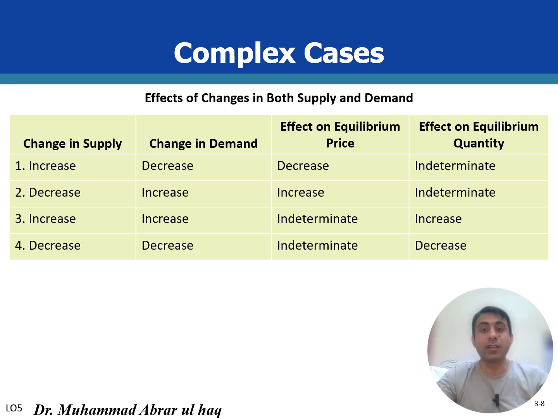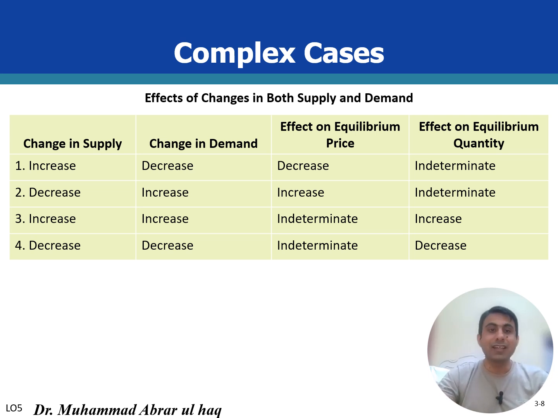However, the equilibrium price will hinge on which shift is larger. A larger increase in supply might moderate the price increase driven by the higher demand, and vice versa. So the price will remain indeterminate. It can be higher and it can be lower.